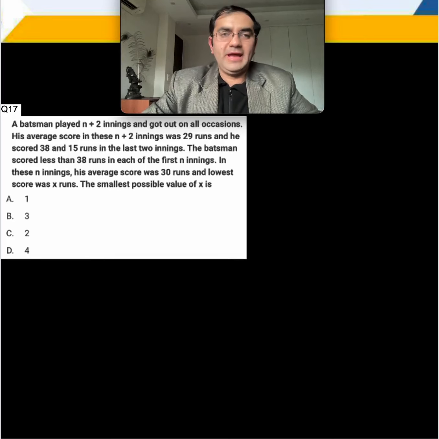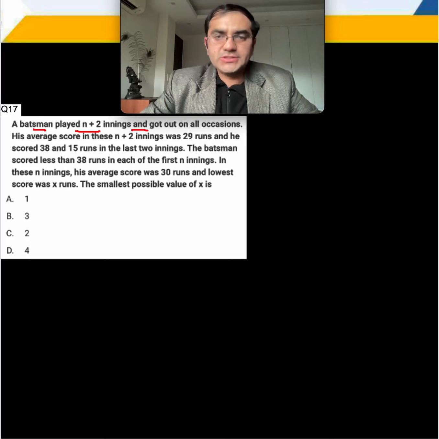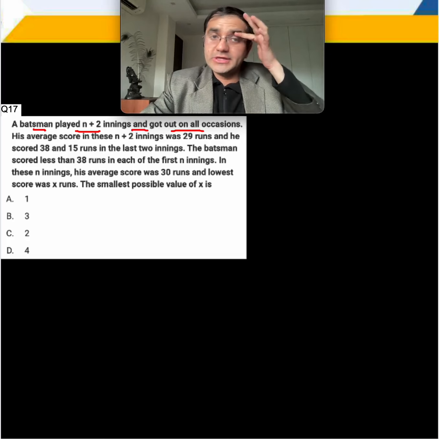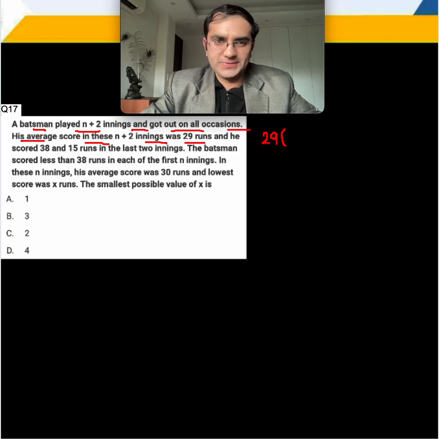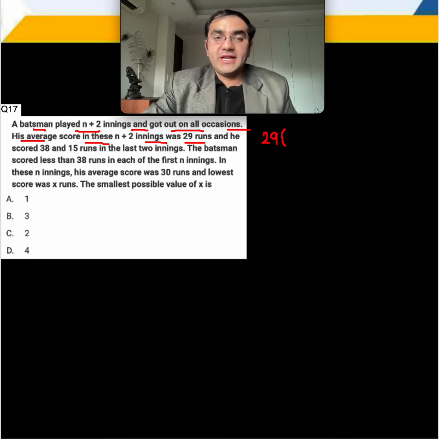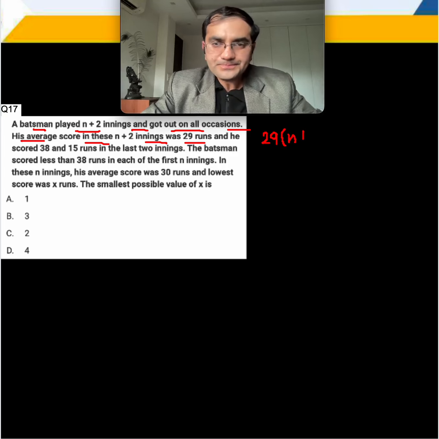Question from averages. A batsman played n+2 innings and got out on all occasions. His average score was 29. So the total becomes 29 into n+2. And he scored 38 and 15 in the last 2 innings. That means the initial n innings I need to know about.